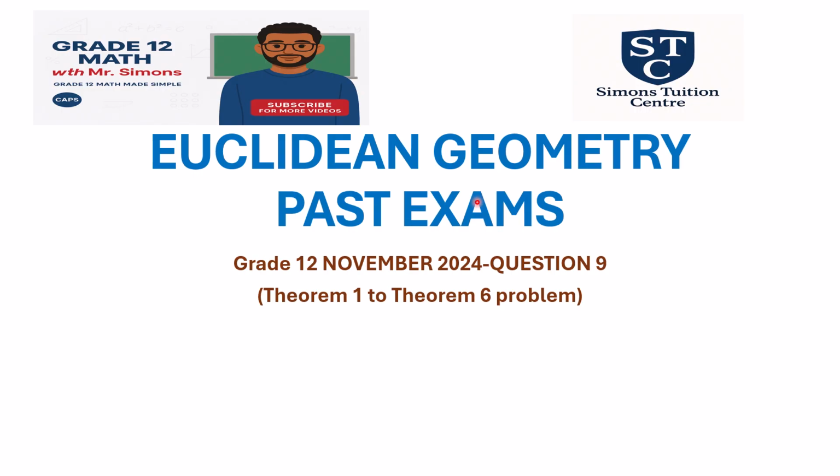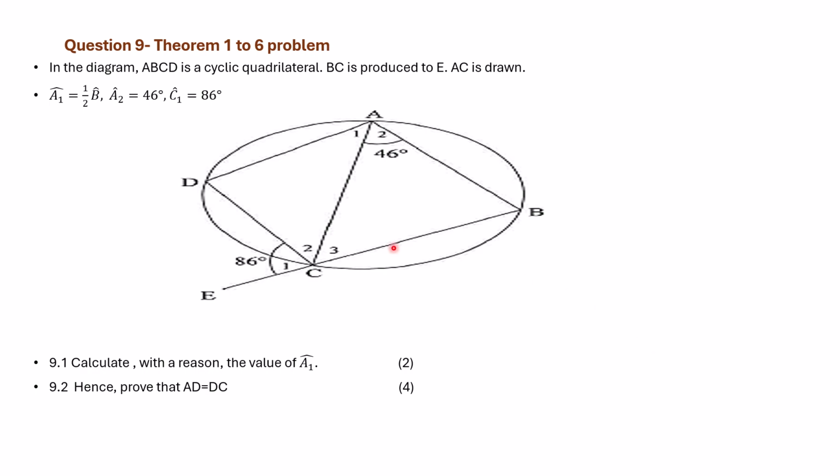Right, in today's lesson we will be looking at the real past exam question, Grade 12, November 2024, Question 9, and we're looking at your Theorem 1 to Theorem 6 problem, meaning it's a problem asked in an exam that has no tangents attached to it. Right, so first open slide, the first one is the problem. So there's the problem given, question 9 from November 2024, last year, Theorem 1 to Theorem 6.